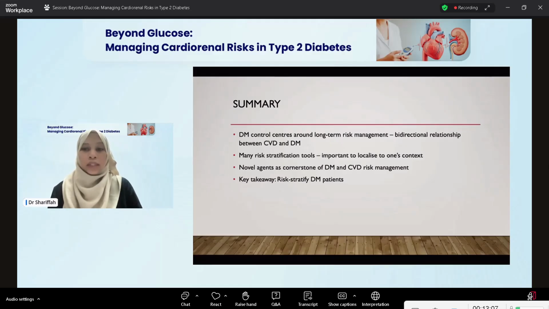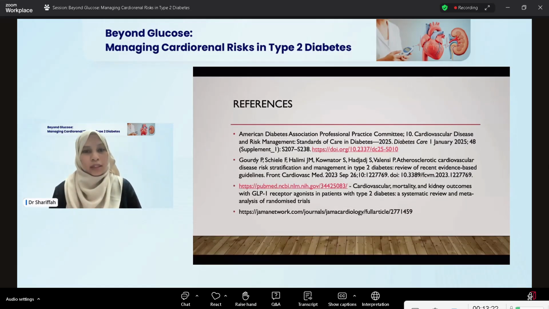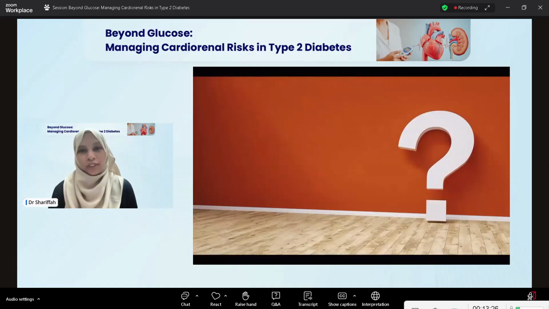So the key takeaway here is to risk stratify our diabetes patients. Always use, as much as possible, the risk stratification tools when we diagnose somebody with diabetes or when we follow up our patients with diabetes. So with that, I share with you my references, and thank you very much for your time.